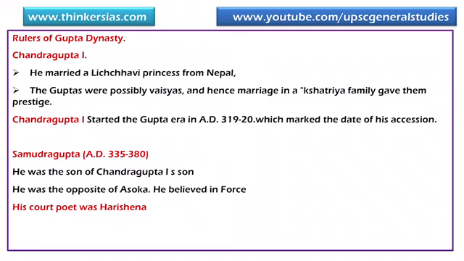So, the second important ruler, that is Samudragupta, is the son of Chandragupta I. He was the opposite of Ashoka. He believed in force. His court poet was Harisena. Please remember, Harisena was a famous poet during the period of Samudragupta. The inscription by Samudragupta is engraved at Allahabad on the same pillar as carries an inscription of the peace-loving Ashoka.